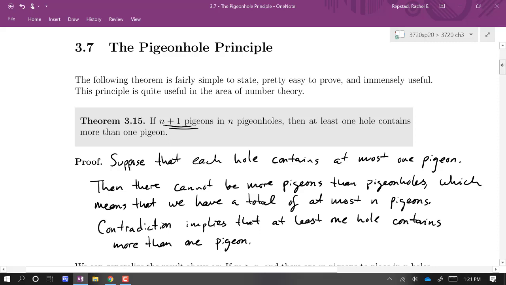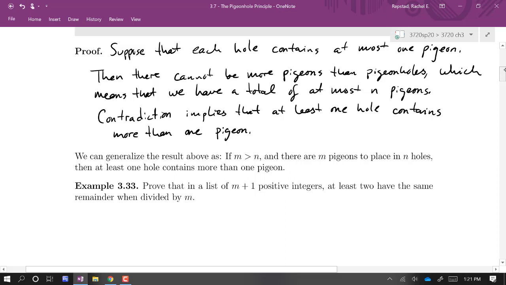We can generalize this. The statement is n plus 1 pigeons and n pigeonholes, but as long as we have more pigeons than pigeonholes, then we can say that at least one hole has to contain more than one pigeon. So let's do an example.